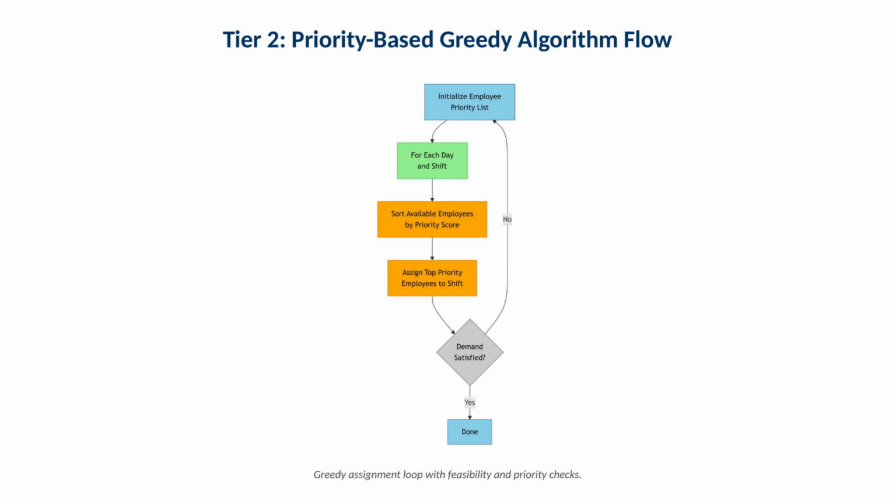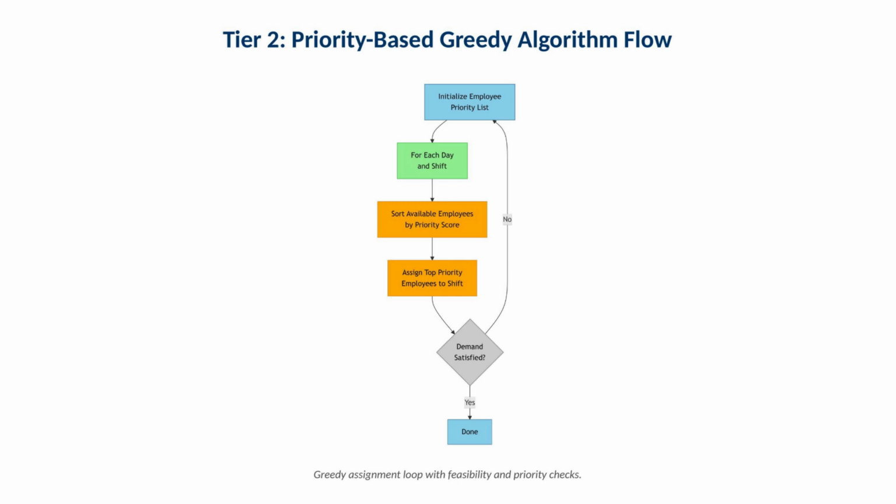Operationally, this is the real-time scheduler's workflow. The algorithm is not just sorting once. It must recompute priorities as assignments change workloads and as remaining demand evolves. When the loop is designed well, it produces schedules that are consistent, explainable, and fast enough to update when absences or demand changes occur.